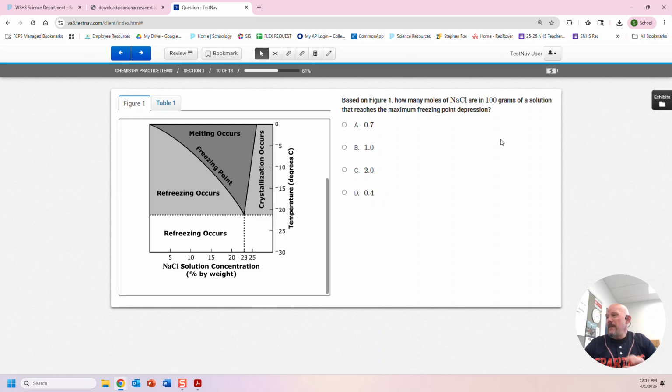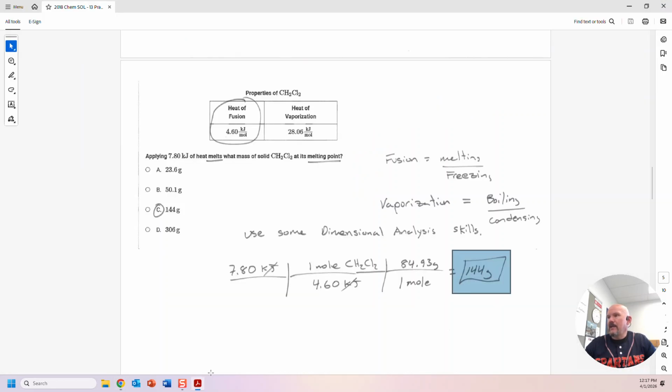Okay. And they make the numbers kind of easy for us. They say 100 grams of solution. So if 23% of the mass of the solution is sodium chloride, that means if you have 100 grams of solution, you would have 23 grams of sodium chloride. So essentially, this question is asking how many moles is 23 grams of sodium chloride? Okay, which is not a difficult question to answer.